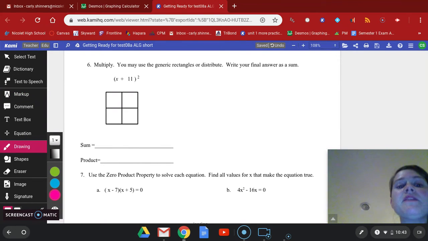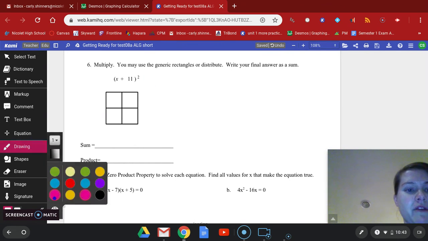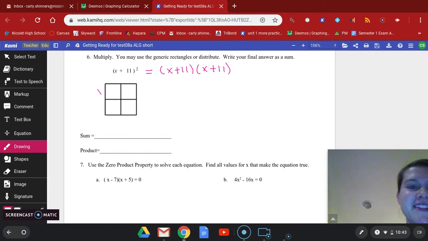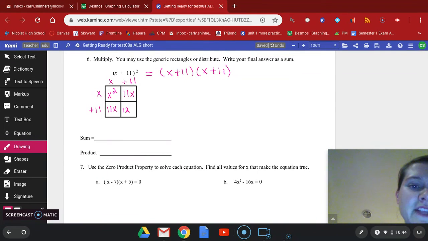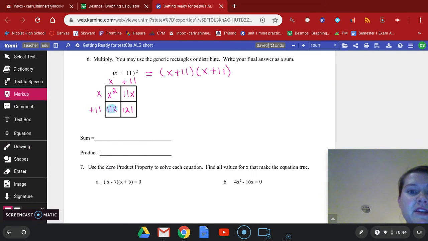Okay, so x plus 11 squared, why isn't this writing? That just means x plus 11 times x plus 11. So let's build our rectangles. X times x is x squared. X times 11 is 11x. X times 11 is 11x. And 11 times 11, that's 121, I believe. But you better check my math on that one. I'm a little rusty right now.